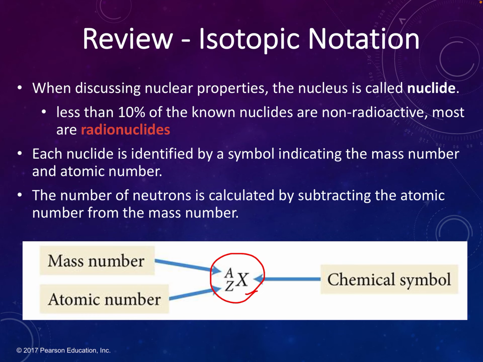Each nuclide is identified by a symbol that indicates the mass number and the atomic number. The mass number is always the number on the top. We denote that as the letter A. And then the atomic number is on the bottom. We'll use the letter Z. And then finally, the chemical symbol is always going to be on the right, and that's where you'll write He for helium or whatever the case may be. That would be the letter X in this one here. If you need to calculate the number of neutrons, you just subtract the atomic number from the mass number, and you'll get that. I like to think it's set up really well for subtraction: our mass number minus our atomic number gives us our number of neutrons.